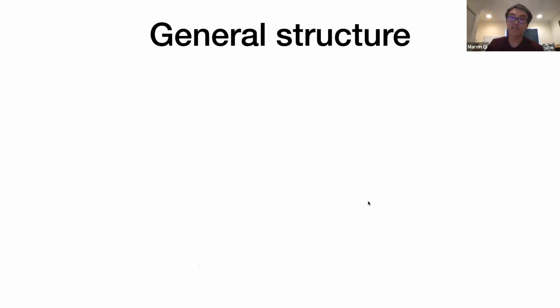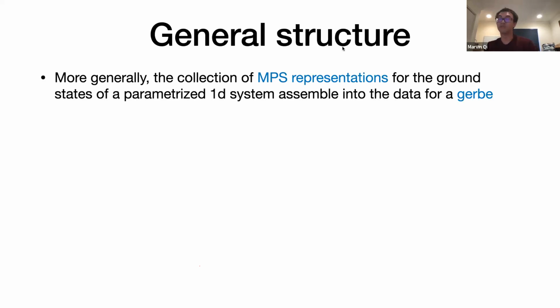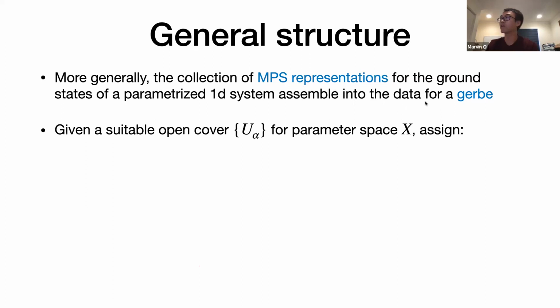I think I'm running out of time, so let me just skim over what the general structure should be. The collection of MPS representations for a ground state, together with all the kinds of transition data, assembles into the data for a gerb. And a gerb is just a kind of higher dimensional generalization of a line bundle. Hopefully the analogy to a line bundle will be clear.